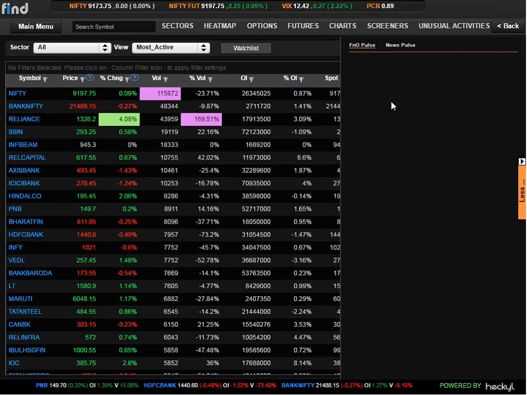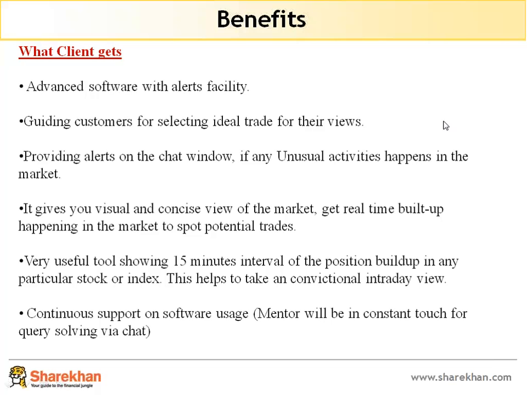So there is a predefined criteria which has been set in the backend system. Suppose any of these criteria gets matched, a pop-up will appear. So you can use it on a real-time basis. This tool will give you a visual and concise view of the market. You will also get real-time build-up happening in the market to spot potential trades.